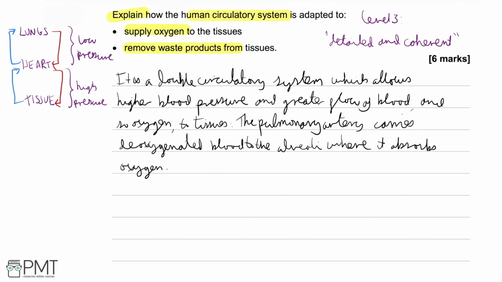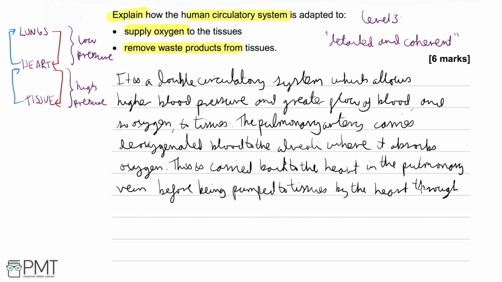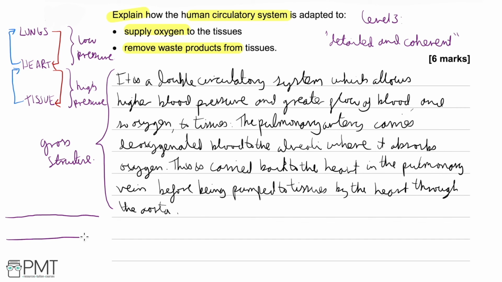Now, this links to the first part of the question about supplying oxygen to the tissues. Now, to continue this, we can talk about how this is carried back to the heart by a pulmonary vein. This allows it to be carried on its journey, which entails being pumped through the aorta to the tissues by the heart. Now, we've discussed the gross structure of the human circulatory system here, so now let's have a look in more detail at a part of it, which will be the capillaries, the smallest blood vessels which are found within tissues.